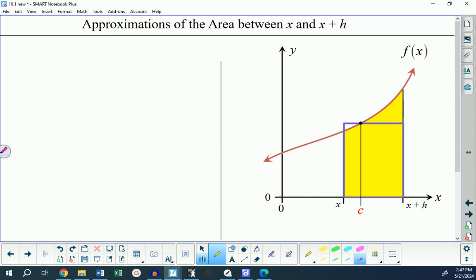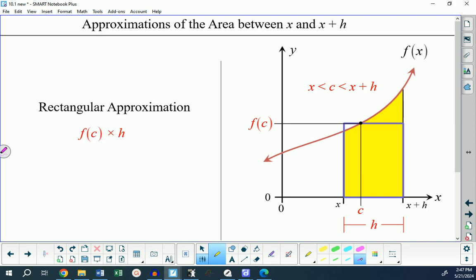Anyway, we call this point c for x, and it's really crucial that you understand no matter what we do, c is between x and x plus h. It has to be. It doesn't matter how far away x plus h is, c has to be somewhere in between. What is the width of this? Well, the width is h. What is the height? The height is f of c. So the area of that rectangle, which is our rectangular approximation, is f of c times h.